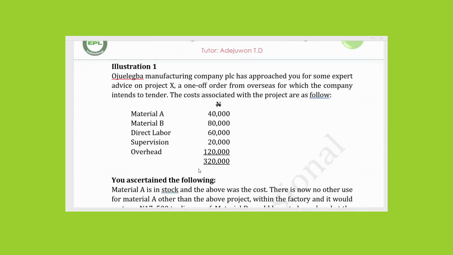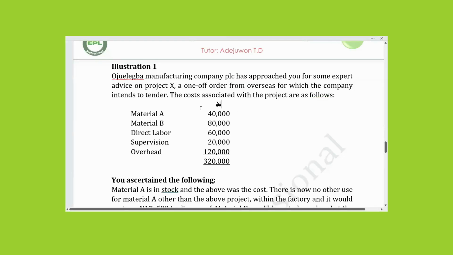Okay. Ojeligba Manufacturing Company PLC has approached you for some expert advice on Project X, a one-off order from overseas. Hold on, Sarah. Please, as she's reading it, pay attention to the scenario. All those line items we have discussed so far in relation to relevant cost of material and labor, pay attention to whether they are related in this scenario. All right? So pay attention. Go ahead, Sarah. Sorry for that disruption.